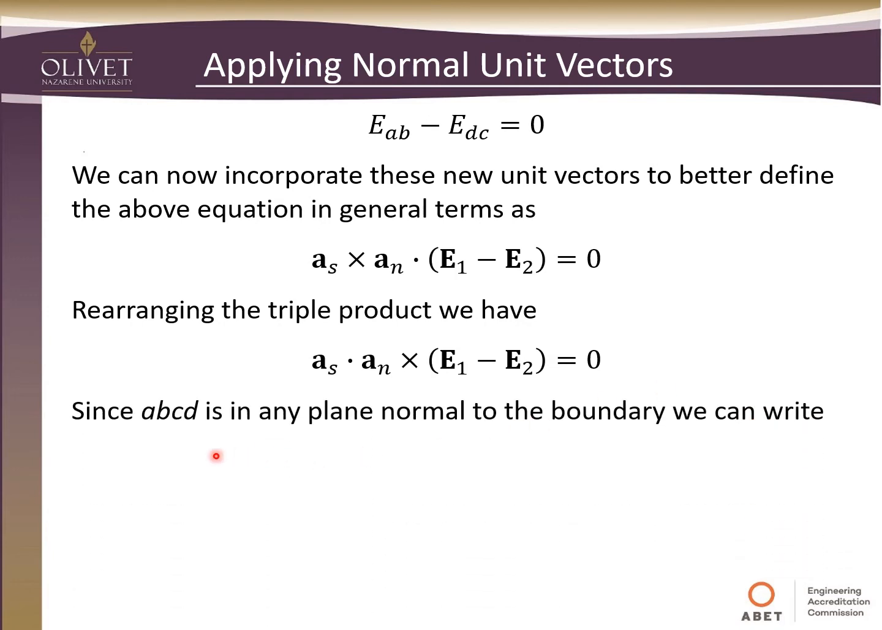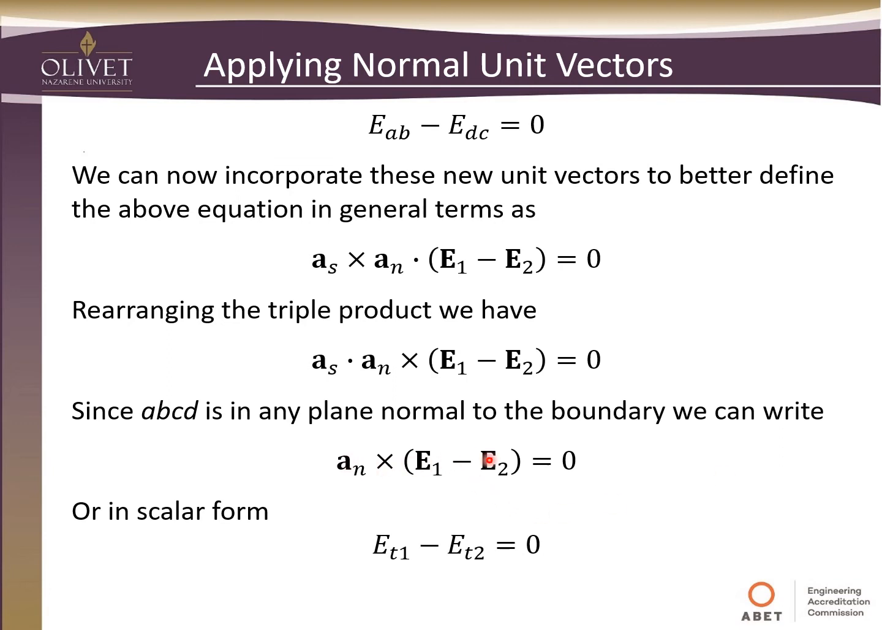So as we do that, we notice that since ABCD is in any plane normal to the boundary, so any plane normal to this AN, we can rewrite this then as, because those 2 dotted together will just give us AN, and so this is our new equation here. And so we can actually rewrite this in scalar form by applying this cross product to say that the tangential component of the E field in medium 1 minus the tangential component of the electric field in medium 2, the difference of those should always equal 0. Again, where ET are the tangential components of the electric field.